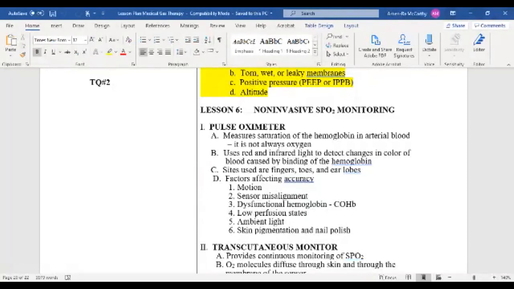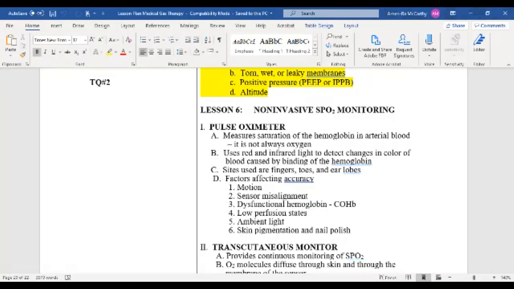The factors that affect accuracy, of course, when they're moving. Mr. Johnson won't be still, and he's scratching his leg and all that. It'll make the reading inaccurate if the sensor is messed up. What if they have dysfunctional hemoglobin, which is carboxyhemoglobin? Low perfusion. What if he has a really low blood pressure? You can't get it, right?